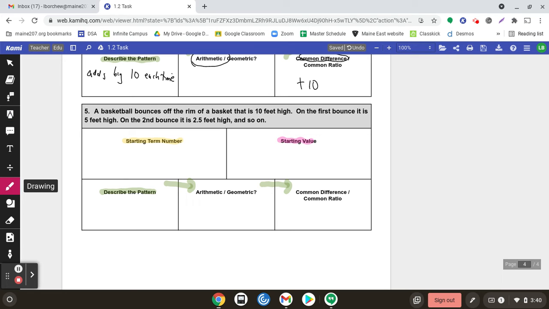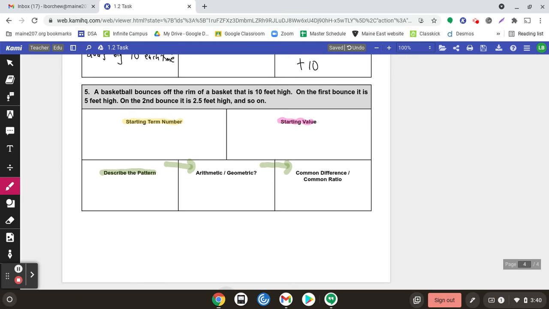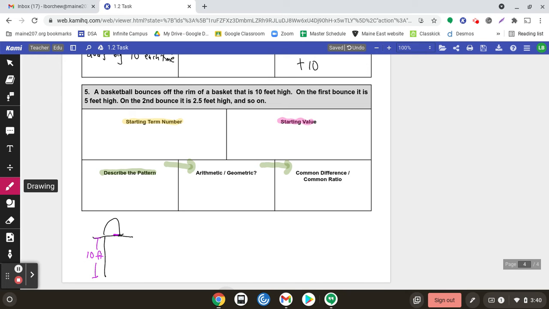A basketball bounces off the rim of a basket that's 10 feet high. So if we draw the basket, it's right up here. There's the hoop right there. And there's the 10 feet, from the ground up to the top of the hoop. So from here to here is 10 feet. Now on the first bounce, it goes 5 feet high.